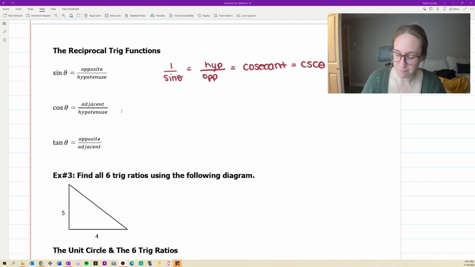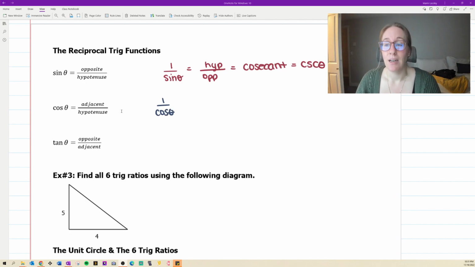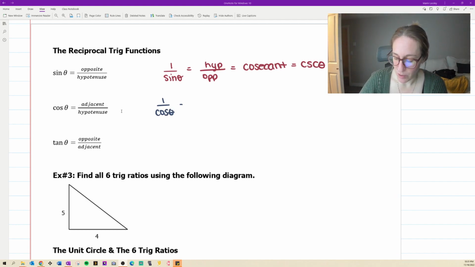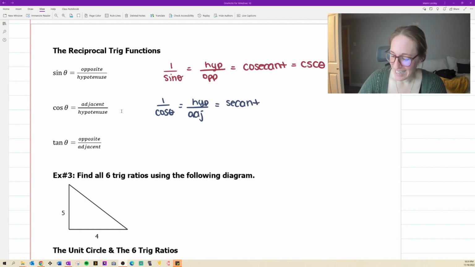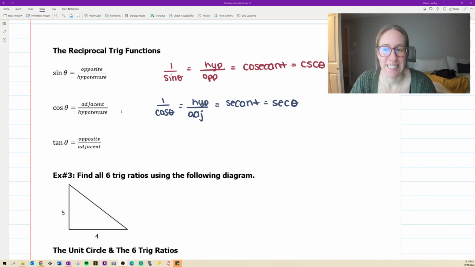All right, cosine, you're going to really love this one. All right, if we flip cosine upside down, right, that's what reciprocal means, flip upside down. All right, that means we would be doing the hypotenuse side divided by the adjacent side. This is the trig function secant. Doesn't that just make so much sense? And it is abbreviated SEC, then your angle, secant.